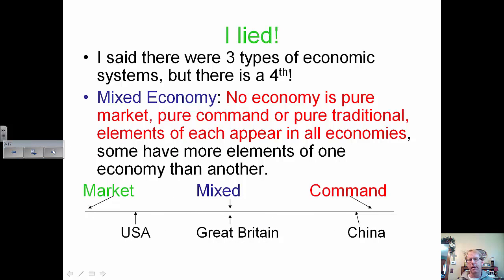So if we're going to look at a couple countries that we do know a lot about, the United States would fall pretty far to the left on a market economy. Great Britain, more of a mixed economy, kind of in the middle. They do have a lot of socialist ideas in Great Britain. They have socialized medicine. The government has a bigger influence on the people in Great Britain with laws and regulations and things like that.